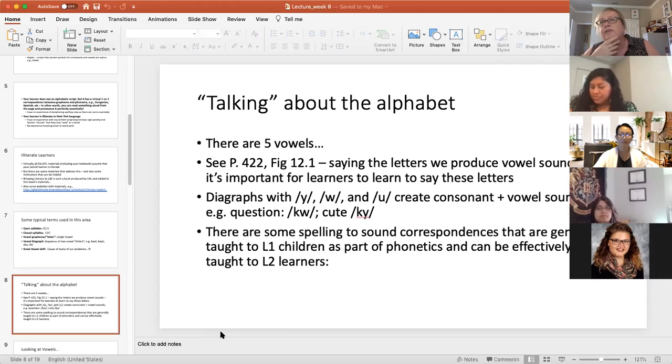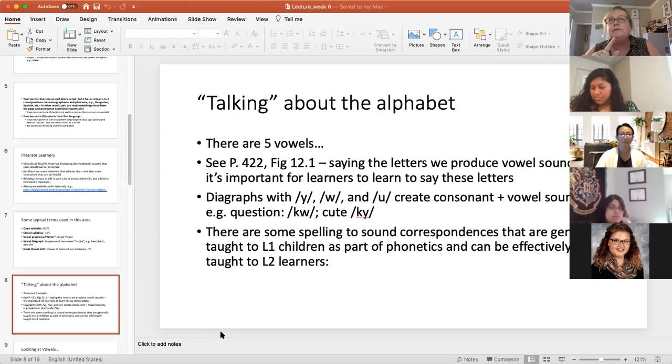Then they also talk here about, when you're talking about the alphabet, you could talk about digraphs, like the y, w, and the u sound. So you get qu, question, and kya, cute, right? So again, there's no reason that your students would understand that sound gets added in.